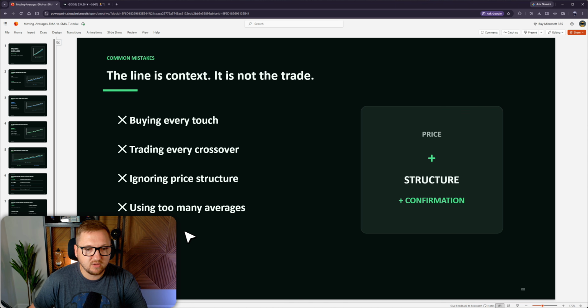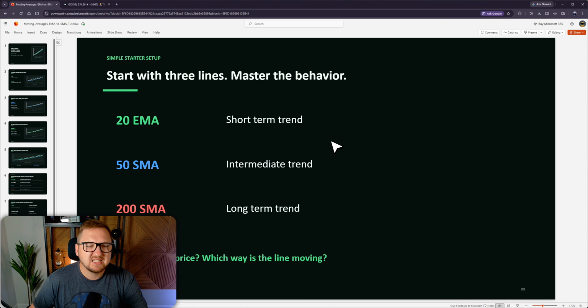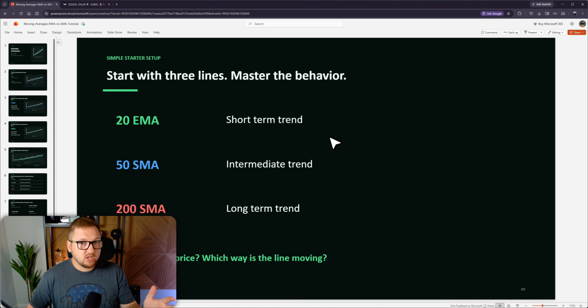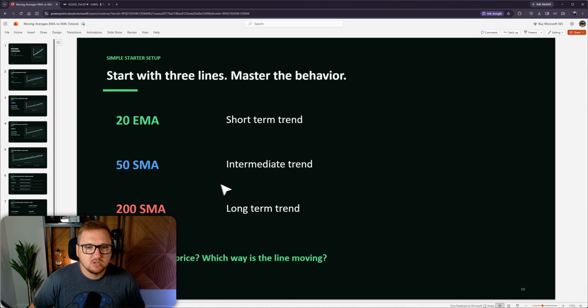You cannot ignore the price structure, obviously, and using too many averages can get very bogged down. Today, for a very simplistic reason, we're going to focus on just 3 simple lines. We're going to focus on the 20 EMA, the 50 SMA, and the 200 SMA. So these are going to be your short-term, medium-term, and long-term trends.